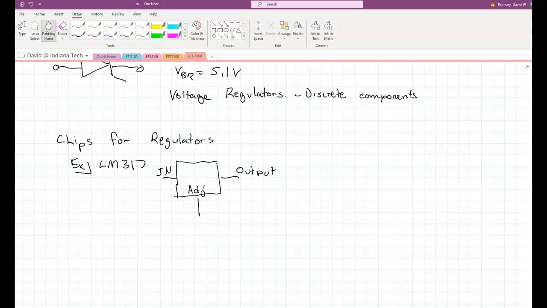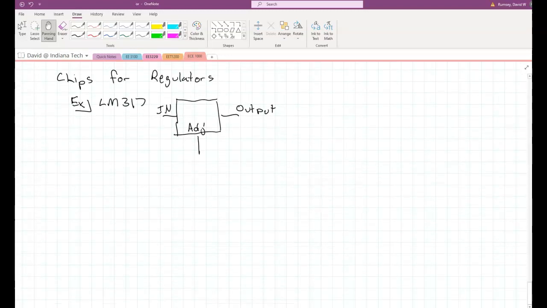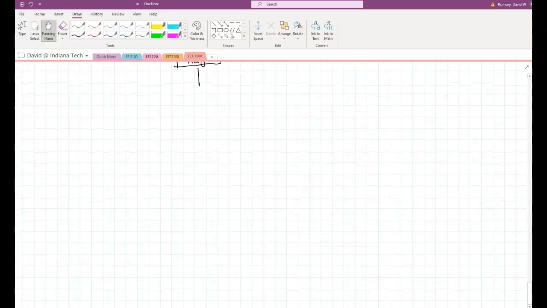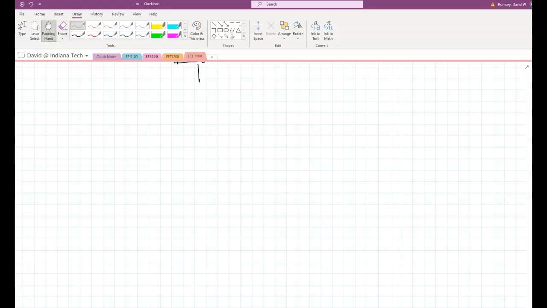Okay, so what are some of the other components we're going to look at today in our simulations? Well, the other one, possibly one of two others, is a capacitor. And a capacitor is really just an energy storage device.